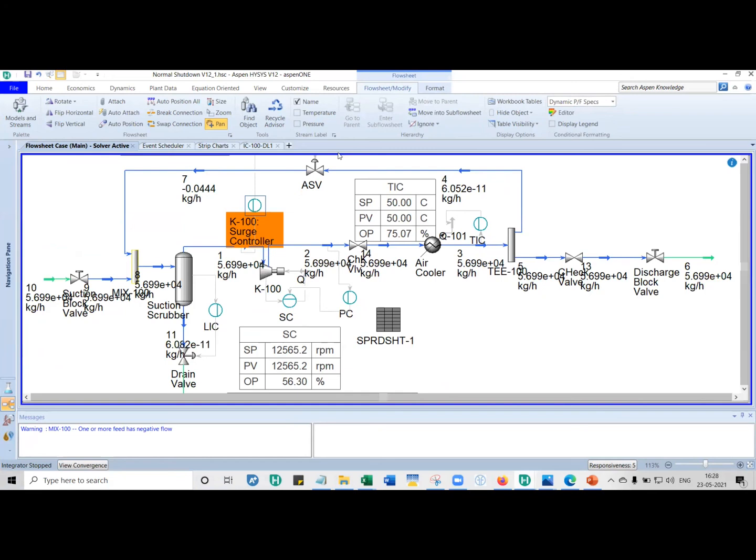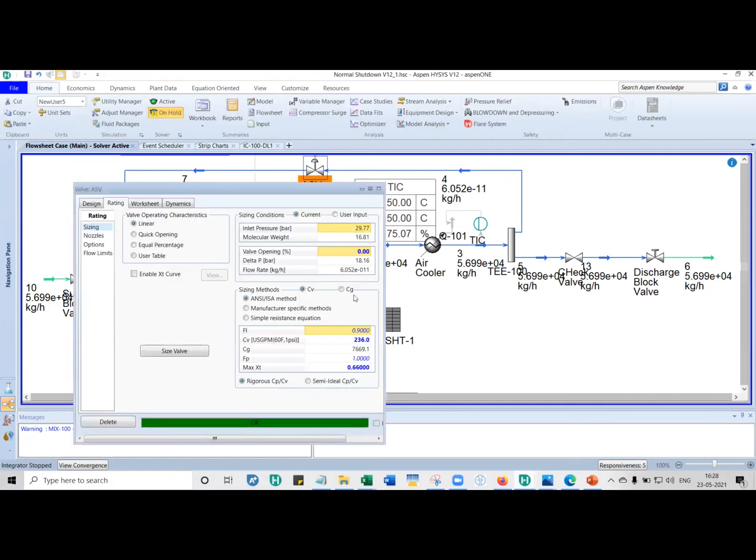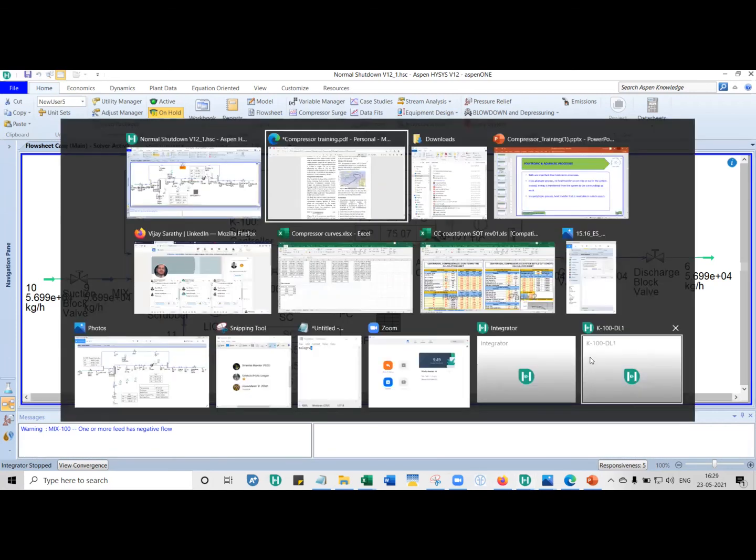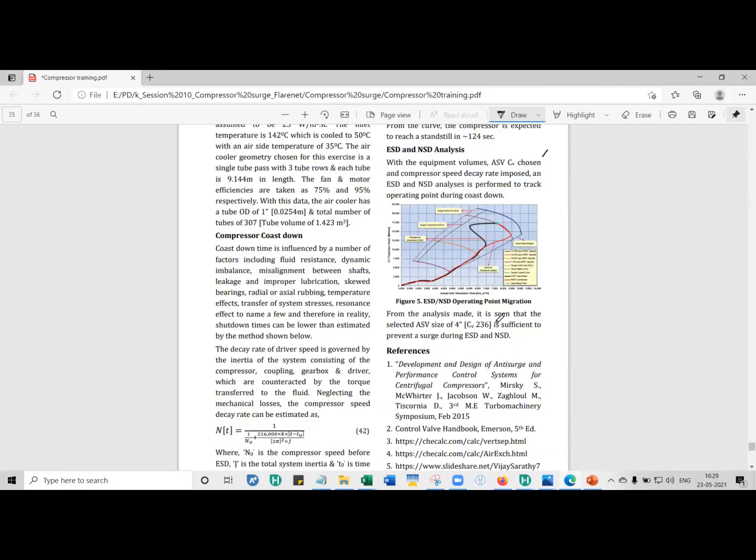So in this case, I've used an ASV CV of 236 based on the calculations. Yeah, 236. You see, it's 236. So how did I get this 236 number in this particular model? You can see that PDF file I just showed you. I took it from Emerson or Fisher's handbook. See, 236. So this tutorial and that HYSYS model are connected.